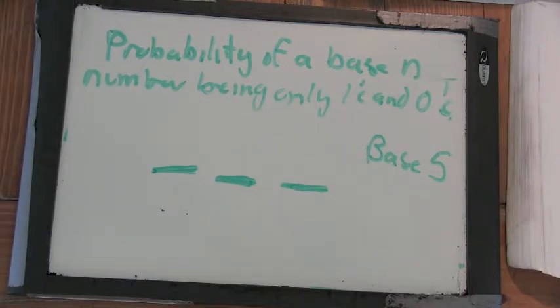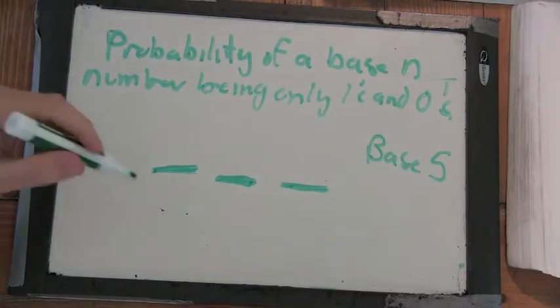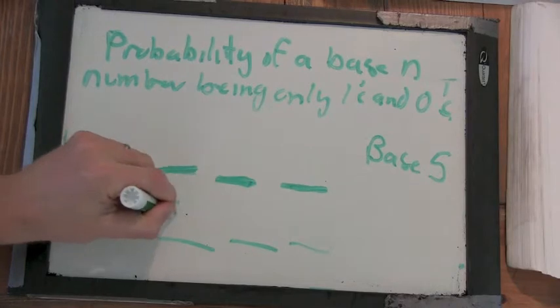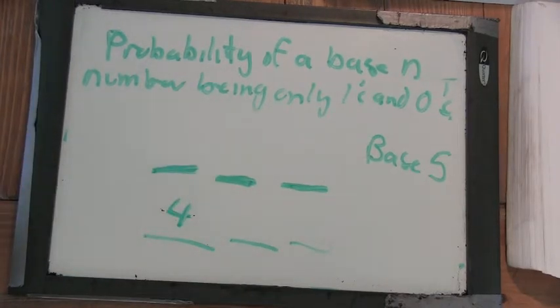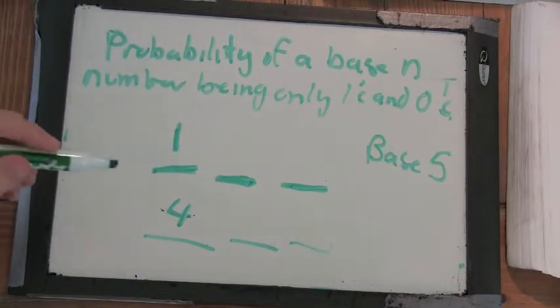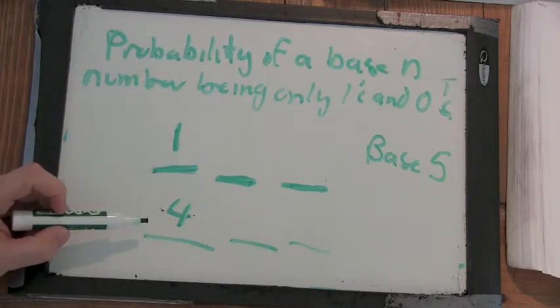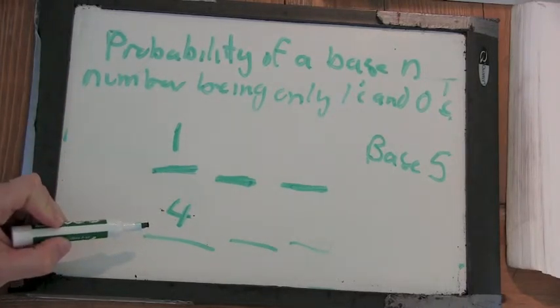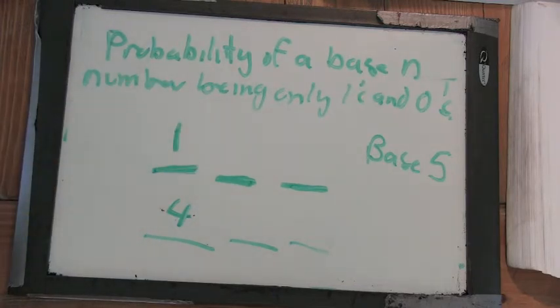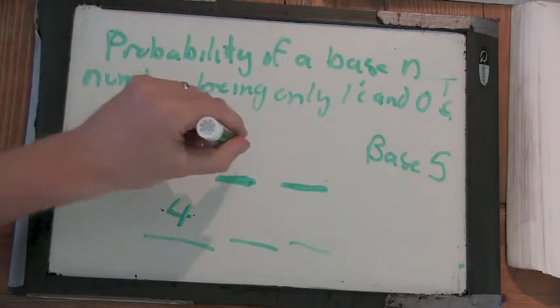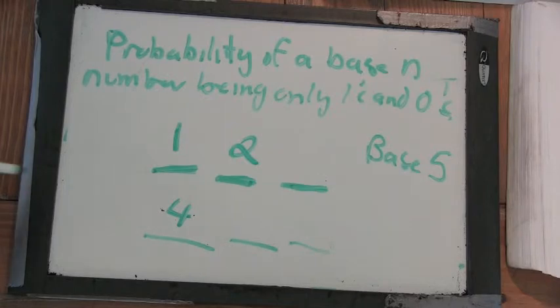So how many choices do I have? Actually only 1, 2, 3, 4 digits. Okay, so I have 4 total choices. And how many choices do I have for ones and zeros? Only 1 choice for the first digit. For a general base 5 3-digit number, I would have 4 choices. What about the second digit? They're independent of each other, so they could be either; you have 2 choices, 1 or 0. And 2 again for the last one.